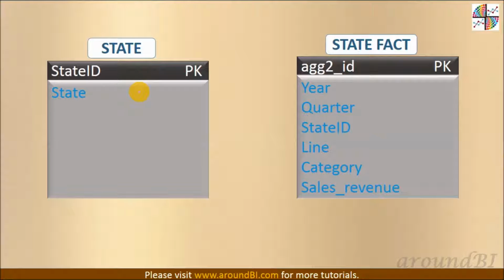State table is with two fields, state ID that is primary key and numeric, and state that keeps state names as text values. State fact table keeps quarterly sales information for each state and for different product lines and categories. Aggregate ID is primary key. If we look closely at the fields, we can see that state ID, that is a foreign key, is a join between these two tables.